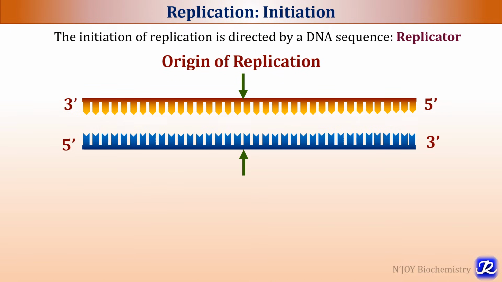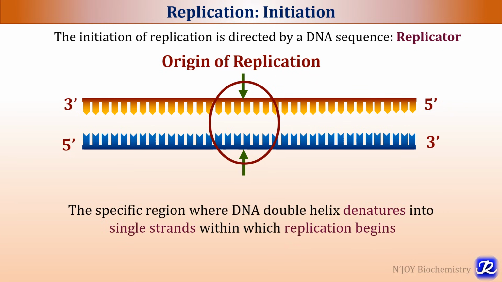It is called the replicator, and this replicator includes the origin of replication, where replication begins. This is the area of origin of replication called OriC, and it has 245 specific base pairs, and this is the specific region where the DNA double helix denatures into single strands within which replication begins. So this is the origin of replication.